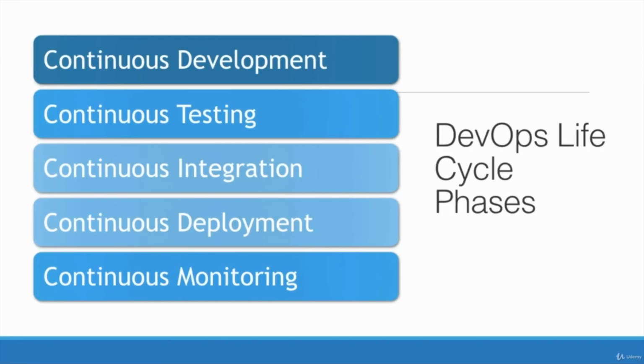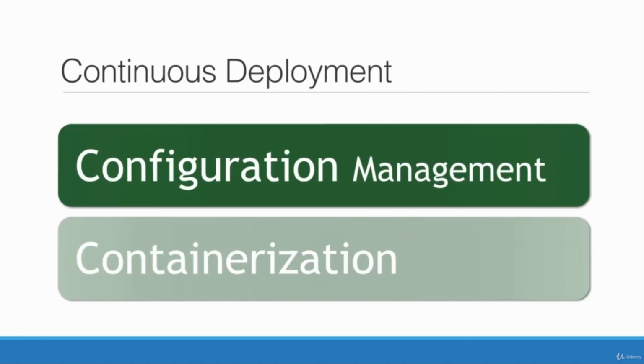Now the fourth and fifth phases, which are continuous deployment and continuous monitoring. First we will start with continuous deployment. Continuous deployment is basically the combination of two parts. First is configuration management and second is containerization. Before discussing configuration management and containerization, first understand continuous deployment in layman terms.